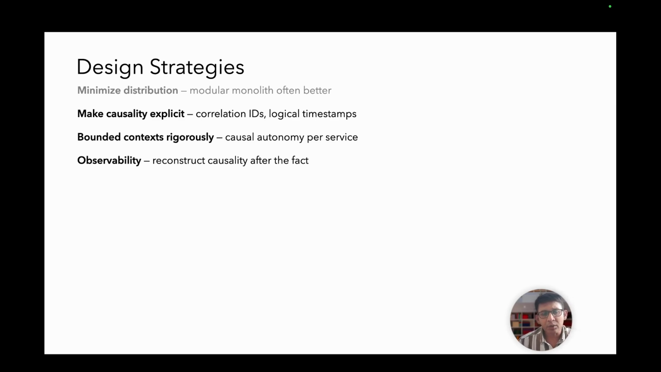Each service should be causally autonomous. It shouldn't need synchronous calls to other services to process a request. Eventual consistency and asynchronous messaging reduce causal coupling.